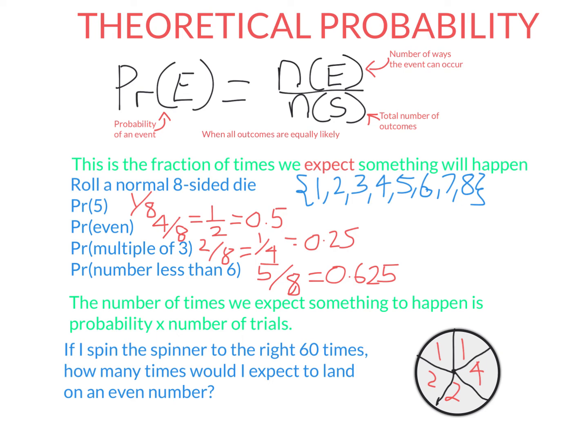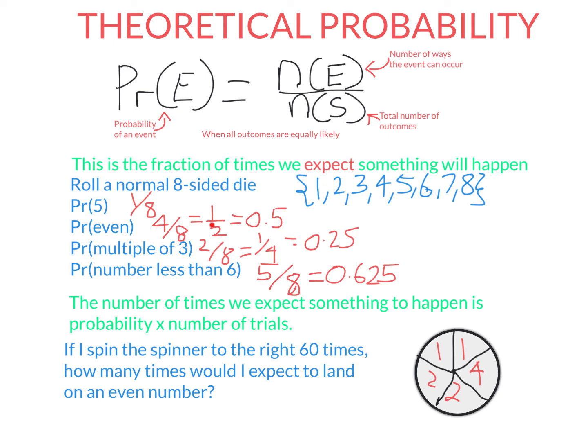So what do these numbers mean? For example, the probability of getting a 5 is 1 over 8. That means if I roll this normal 8-sided die over and over and over again, I expect that I will roll a 5 1/8 of the time. Another way to look at this is that I expect that every 8 rolls, I'll get one 5.